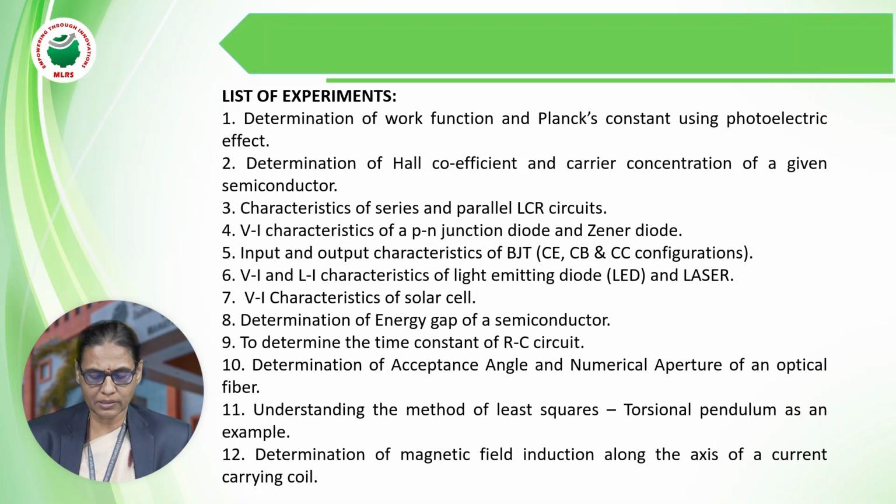And the 11th experiment is understanding the method of least squares. One of the examples they have given us is the torsional pendulum. In this torsional pendulum, we calculate eta, the rigidity modulus. Later, using the method of least squares, we calculate what errors are present in this experiment.